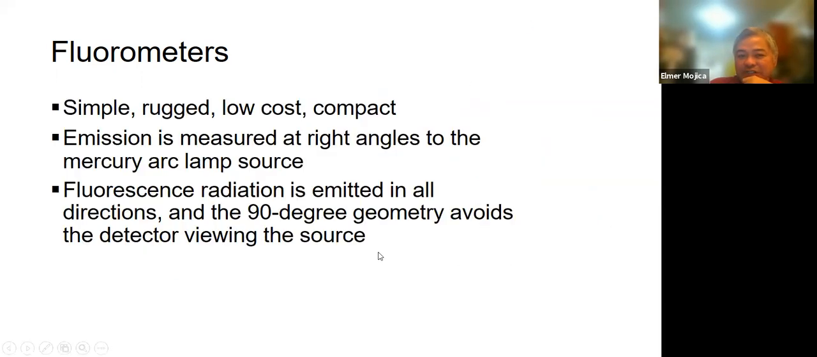Okay. Now, when you have a fluorimeter, it's simple, rugged, low cost, and compact. Emission is measured at right angles to the mercury arc lamp source. The fluorescence radiation is emitted in all directions, and the 90-degree geometry avoids the detector viewing the source. Okay.